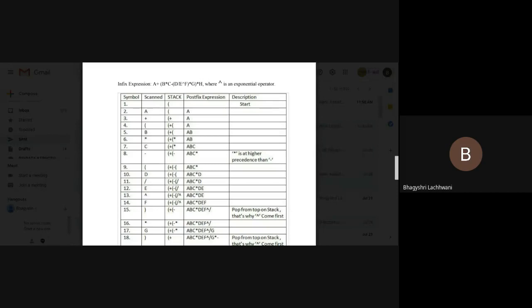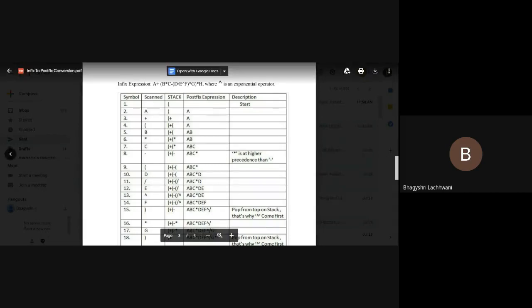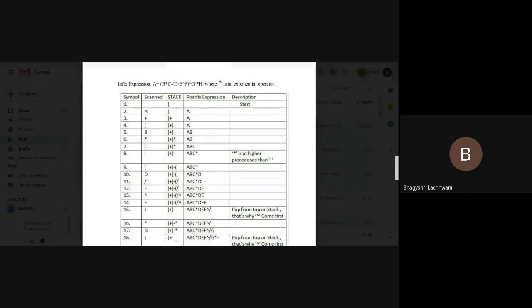Postfix is the same, ab. C is coming, it is an operand, so we have to directly push it into the postfix, that is abc. Next minus is coming. Now see, the precedence of minus is lower than the precedence of star. That means previously the higher precedence operator is on the top of the stack, and now a lower precedence operator is coming. So at that time you have to pop the higher precedence operator from the stack.